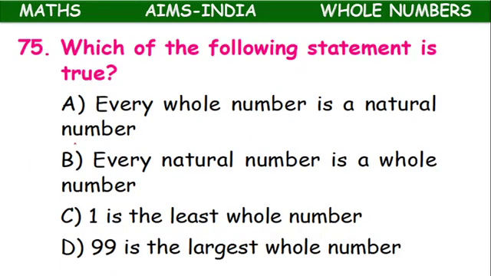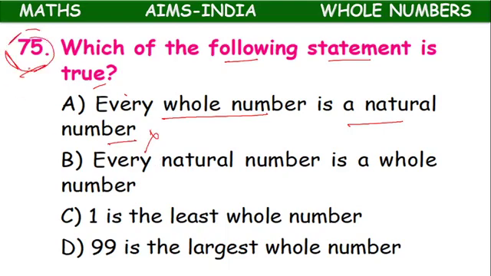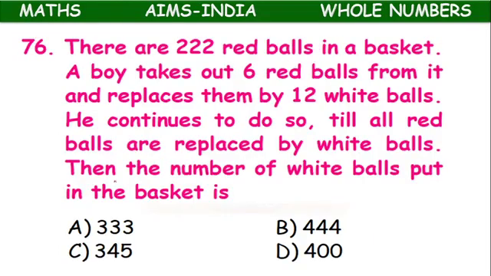Next. Which of the following statements is true? Every whole number is a natural number, wrong. So already we discussed this type of question, children. Please do it as homework. 75th question, do it as homework. Next, 76.